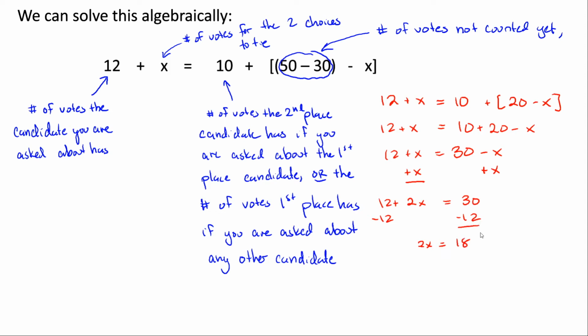We do 30 minus 12, that's 18. Now we divide both sides by 2 to isolate this x, and we end up getting x is equal to 9 votes to tie. However, we were not asked how many votes they needed to tie. We were asked what's the minimum number of remaining votes they need to win. So if 9 votes will guarantee a tie, 10 votes is how many they need to win. So this is our solution.